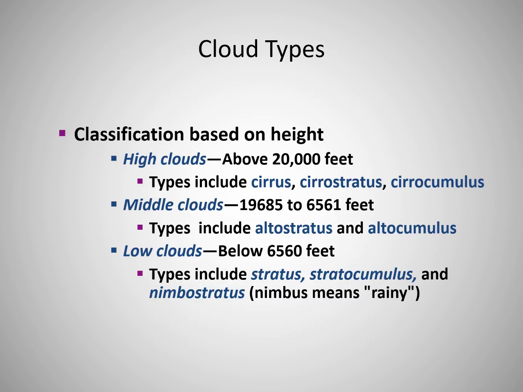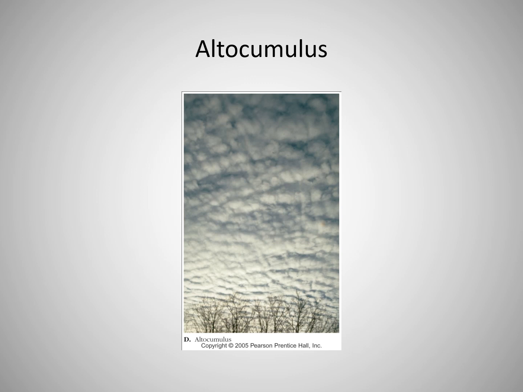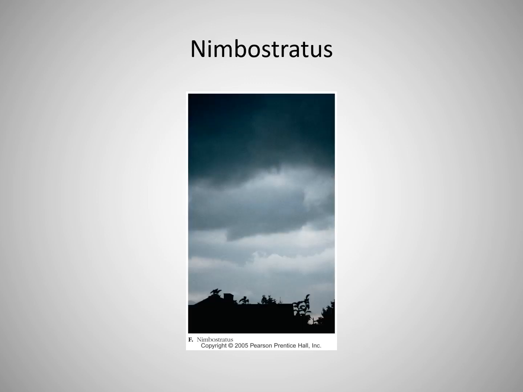Altostratus clouds. So your clouds are not only based on the form, cumulus, cirrus, or stratus, but also based on the altitude. High clouds, middle clouds, low clouds. Also not on your exam. Cirrocumulus clouds, altocumulus clouds, nimbostratus. Nimbostratus is one of the clouds that is going to be on your exam.